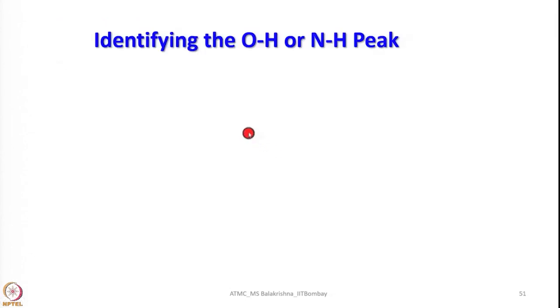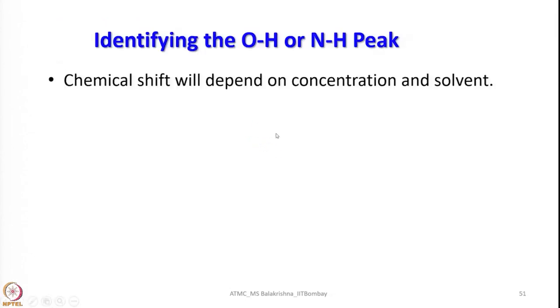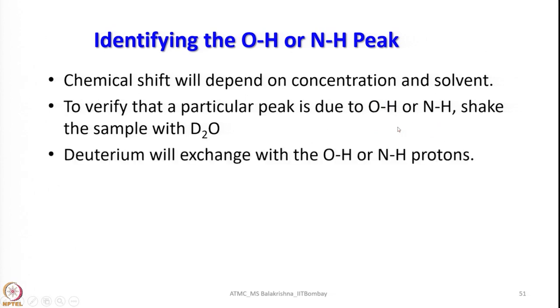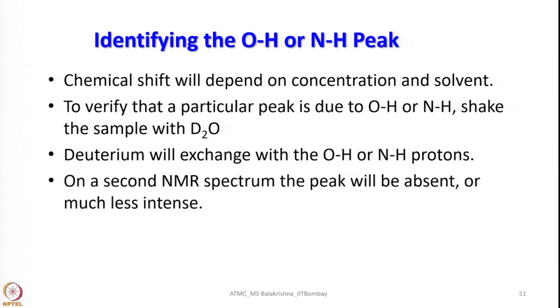So, identifying OH and NH peaks. The chemical shift will depend on concentration and solvent. It's very, very important. And to verify that a particular peak is due to OH or NH, shake the sample with D2O, keep it for 24 hours and then record, and the signal due to this one will be missing in the NMR, which indicates you have an OH or NH group, as I mentioned earlier. Deuterium will exchange with OH and NH to form OD and ND. On a second NMR spectrum, the peak will be absent or much less intense.